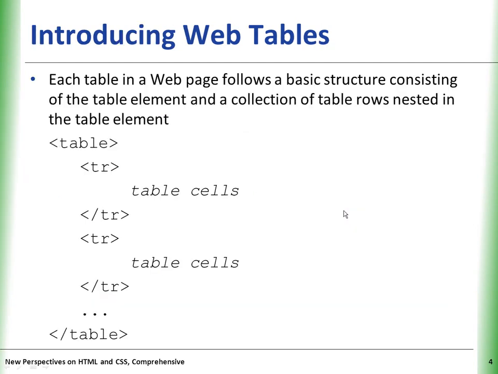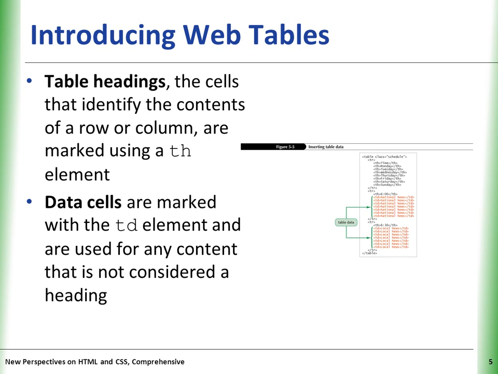And this is the basic structure of a table. You start with table, you close with table. It's pretty clear. TR is table row. Then we're going to create spans or whatever. But basically, TR is a table row. We can also identify table headings, the cells that identify the contents at the top of the column or at the left of the row, using the TH element. And the cells themselves are marked TD. D stands for data.